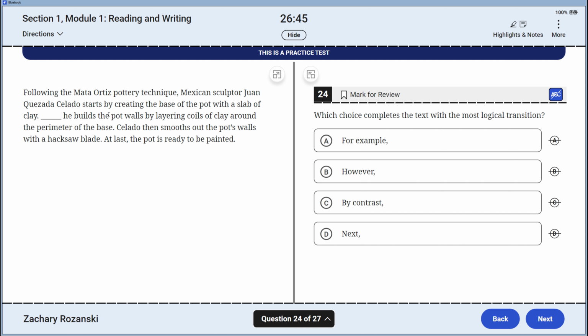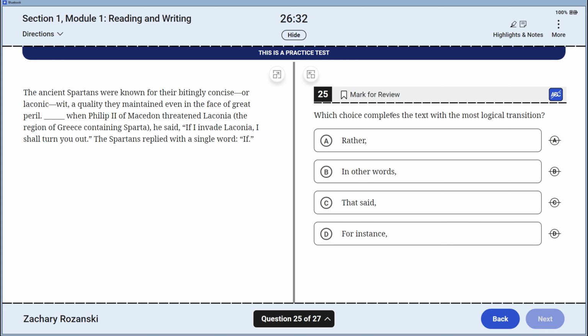24, another transition question. On the left side, the sculptor starts by creating the base of the pot with a slab of clay. He builds the pot walls. This seems to be a sequence bit. Next is going to be what I pick.